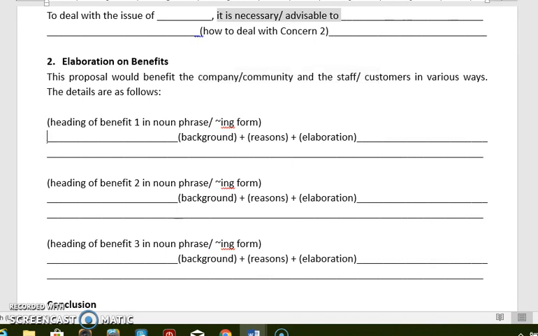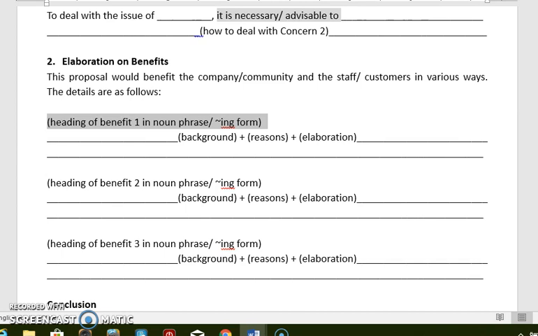And then you will see 3 very similar paragraphs. The first line is a headline, a heading. The heading should be in a noun phrase. You can also use the ing form. For example, if the benefit is about improving communication, improving communication.